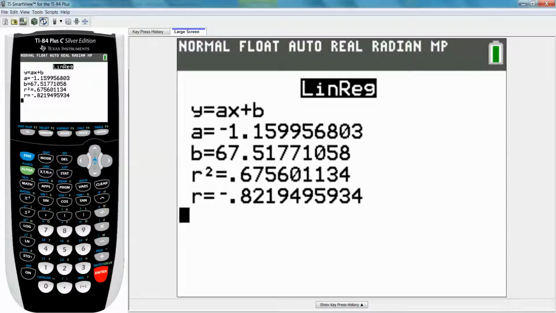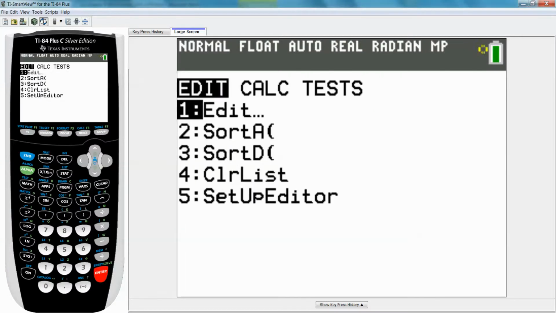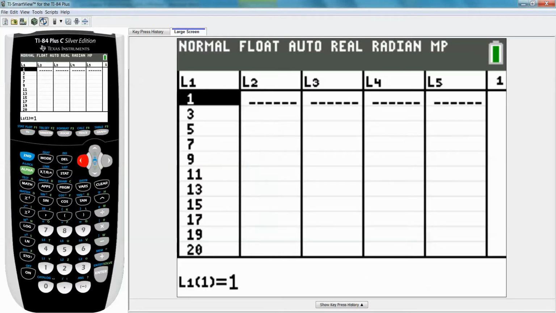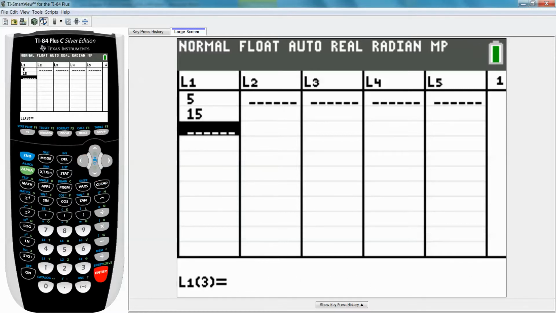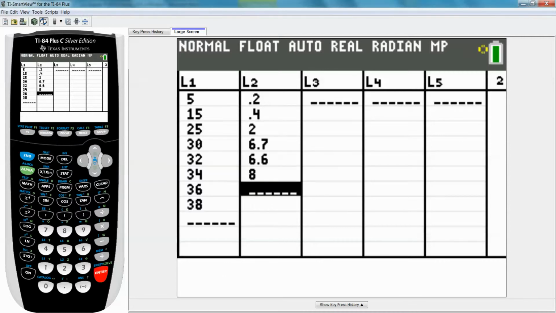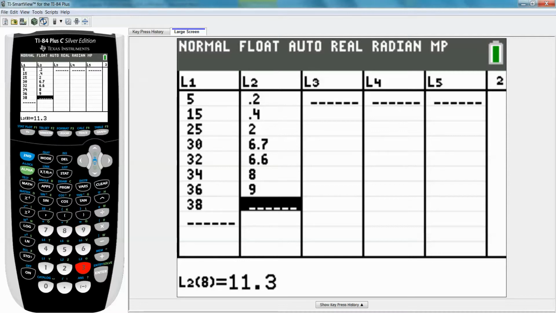So if we grab the calculator, I'm going to go Stat, Edit, go up and clear out all that data we just typed in. Oh, it's heartbreaking to see it go, but get rid of it. 5, 15, 25, 30, 32, 34, 36, 38. And then go over and start typing all the values. So 0.2, 0.4, 2. And there we go. Enter.